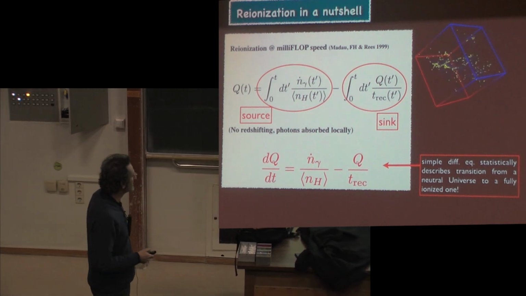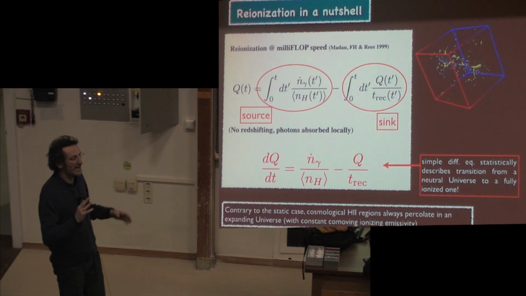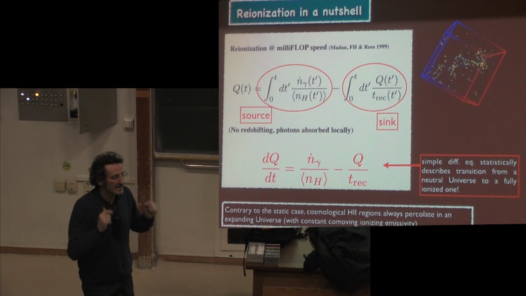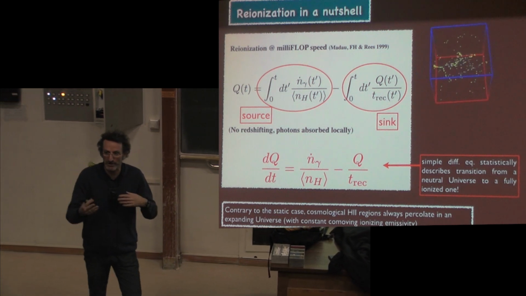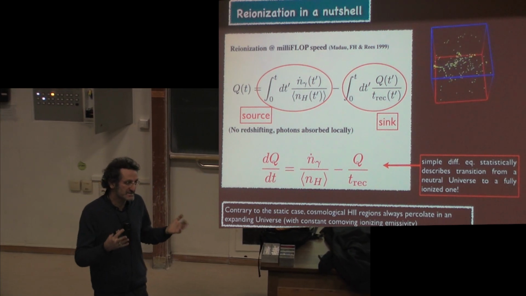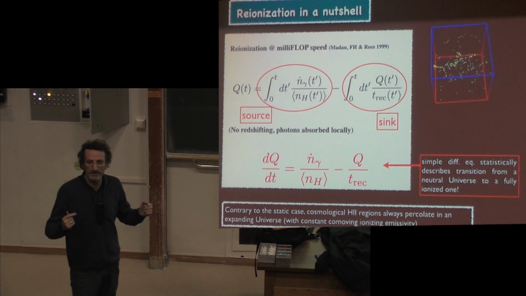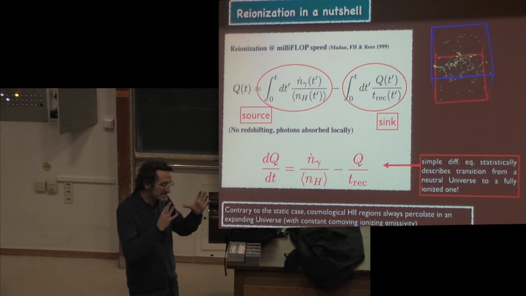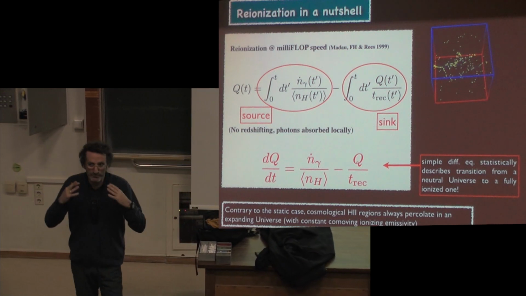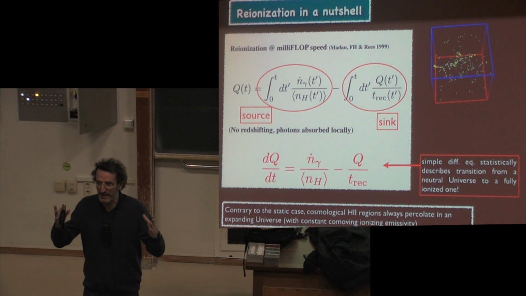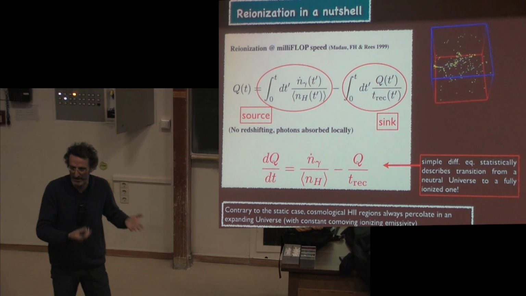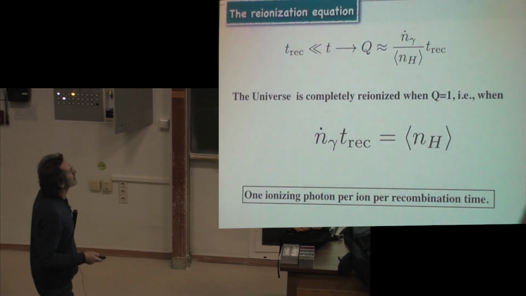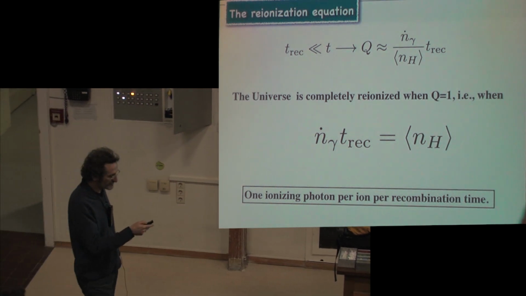What is relevant to say here is that in a static case, at a given time, you reach an equilibrium between ionization and recombination. Here, since the universe is expanding, as I said before, the density is decreasing, and so the physical volume of your ionized region is always expanding, as soon as you have photons, of course, to ionize the gas.